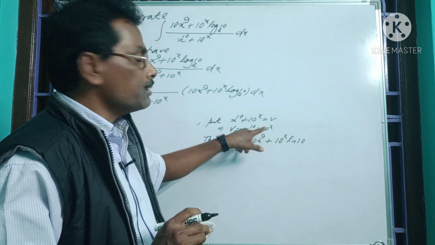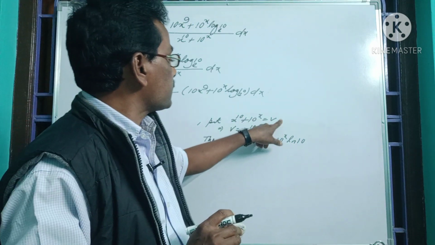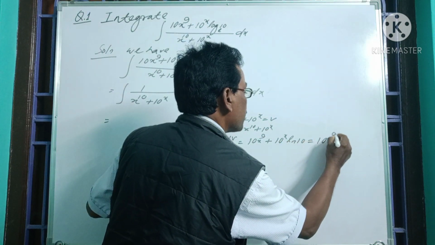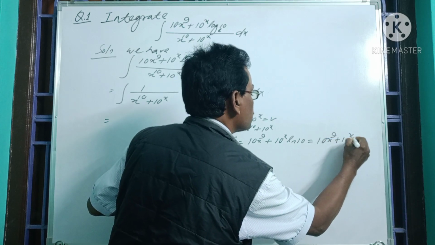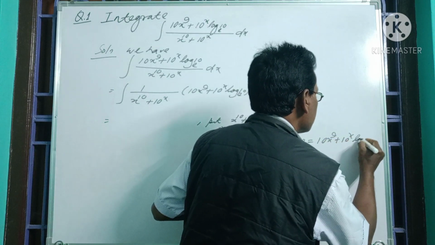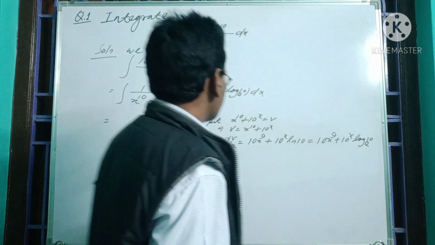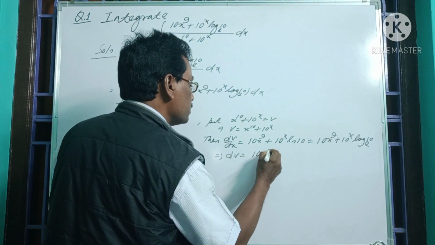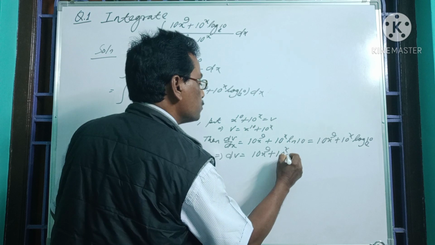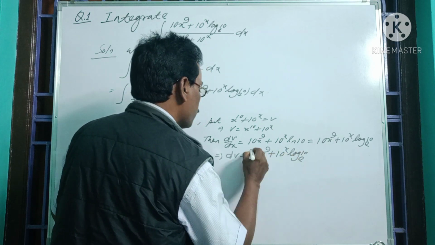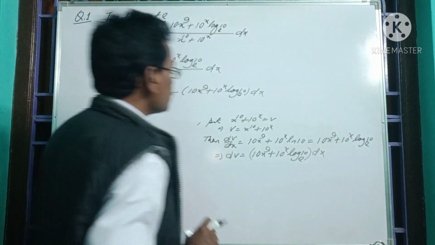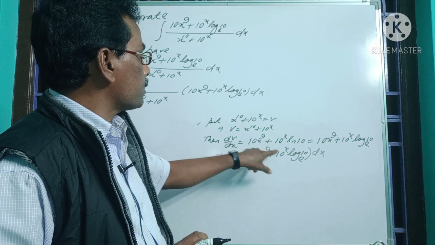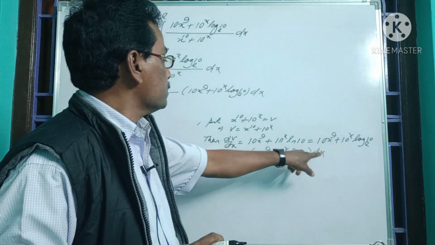So the derivative of 10 to the power x will be 10 to the power x into ln 10. Simplifying, we have 10 x to the power 9 plus 10 to the power x into ln 10, and ln 10 can be expressed as log of 10 base e. So dv is equal to 10 x to the power 9 plus 10 to the power x log of 10 base e, whole into dx. So after substitution and differentiation, we got 10 x to the power 9 plus 10 to the power x log 10 base e into dx as dv.